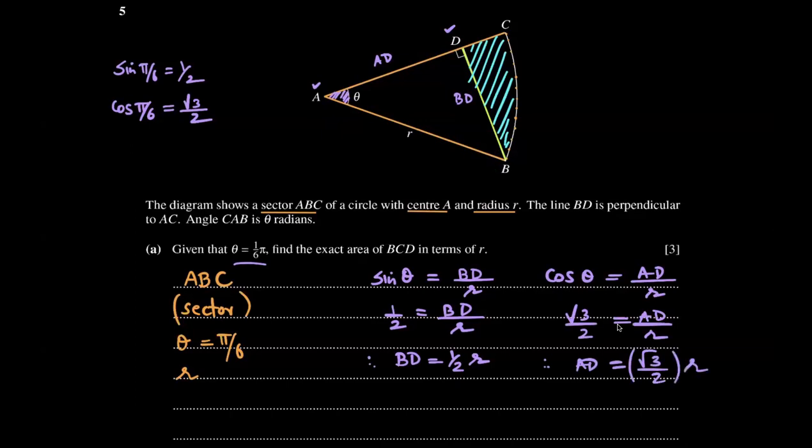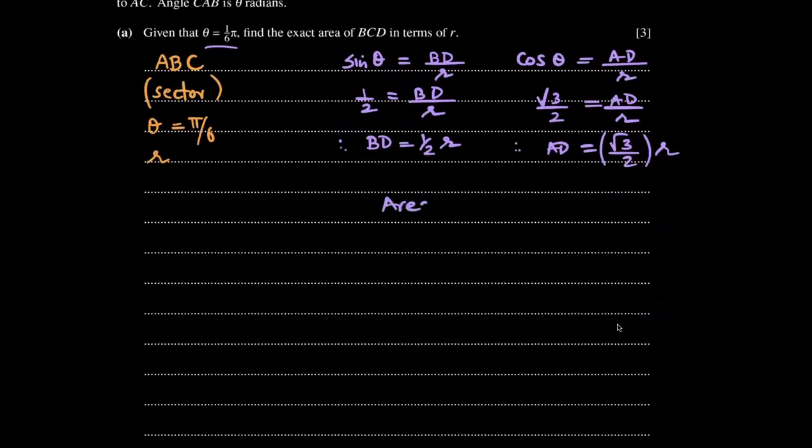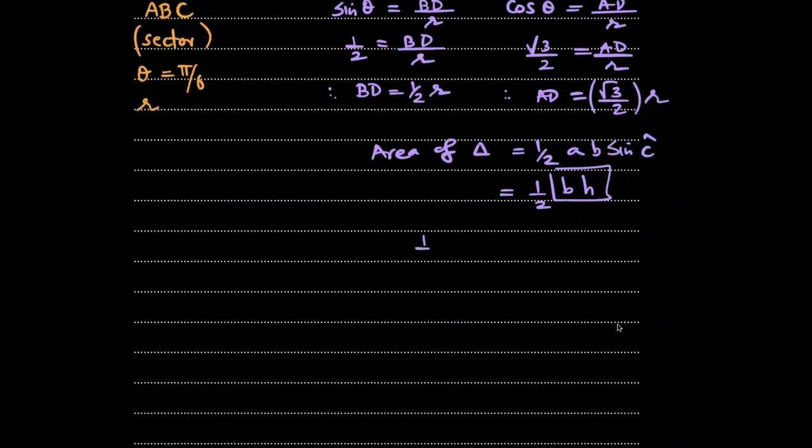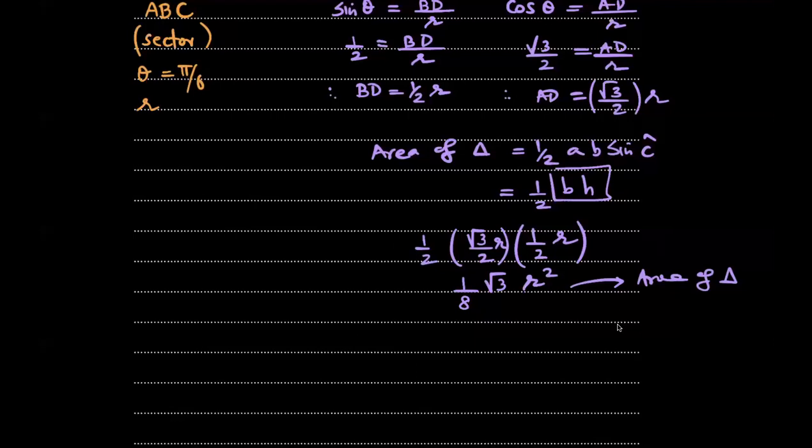Now, what about the area of the triangle? So the area of this triangle is half AB, half sine C. That's one approach. The other approach is half into base into height, and we'll be using this one because we know what the base is. So if the base is taken as this, then the height is this. So therefore, this is the base, this is the height. So this is equaling half into root 3 over 2 multiplying with R, and this is half R. So therefore, this is coming out to be 1 over 8, and this is root 3, and this is R square. That's the area of triangle. So this is completed. What about the area of the sector?